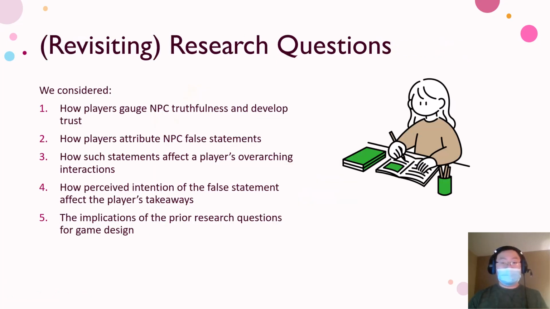Thus, in conclusion, our work delves deeply into aspects regarding lying, deceit, and trust in the context of games. We highlight the full experience of how players gauge false statements and develop trust, how they perceive and attribute false statements, how the existence of such false statements affects the overarching experience within the game, and we propose some final considerations for future game designers regarding the use of false statements, but also LLMs in games.